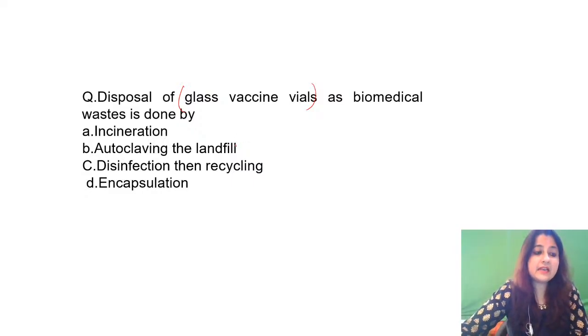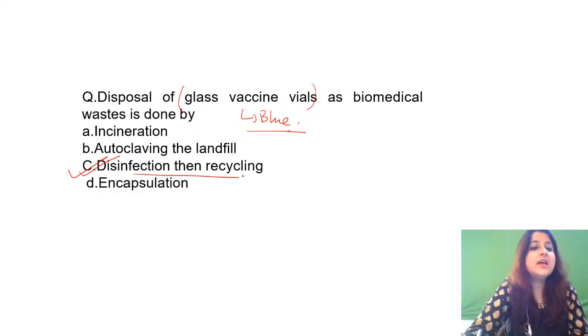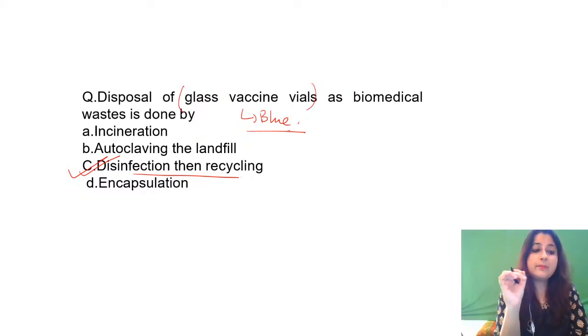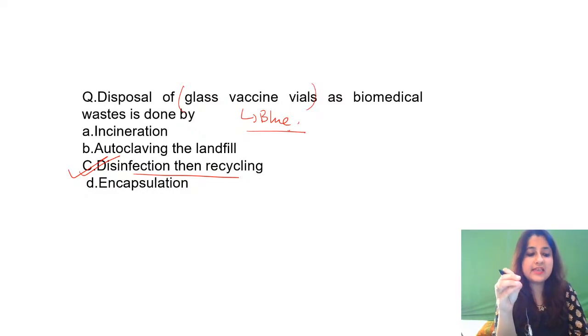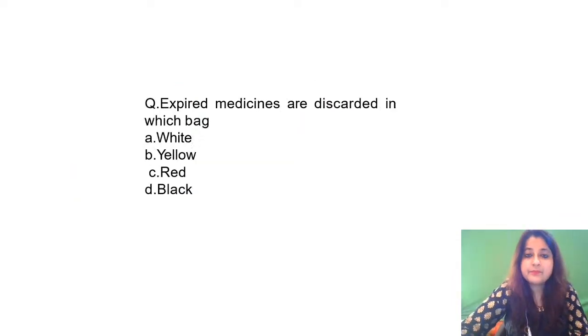They are going to go into a blue color bag. In the blue color bag, you first have to disinfect and then it is sent for recycling. Glass vaccine vials are going to go into blue color bag. Is that clear? But if we talk about live and attenuated vaccines, they can go into the yellow color bag as well. But glass vaccine vials have to go into blue color bag. Am I clear? Okay, all right.